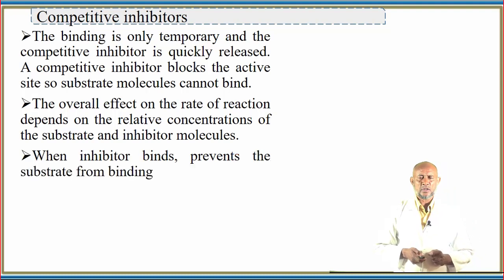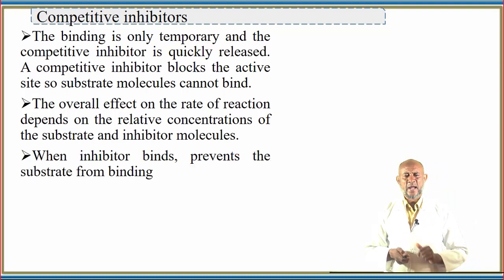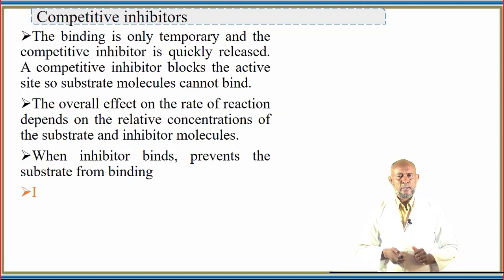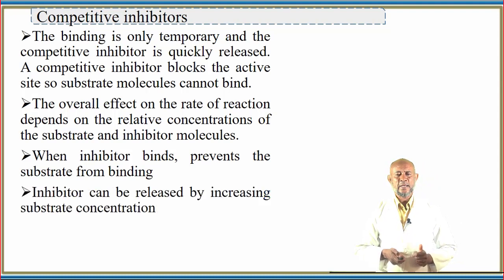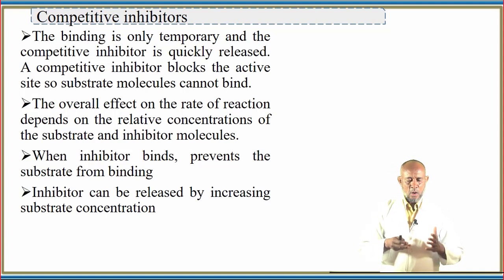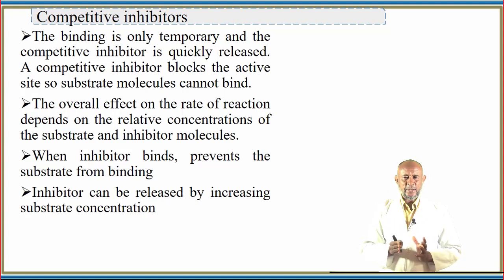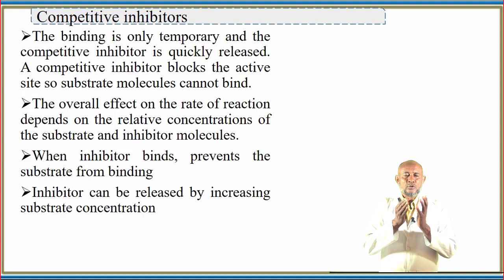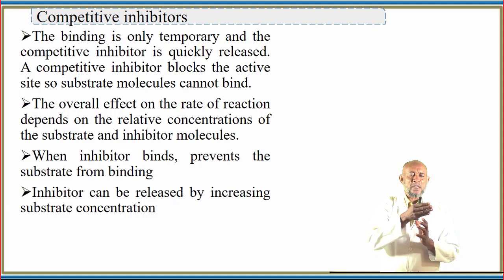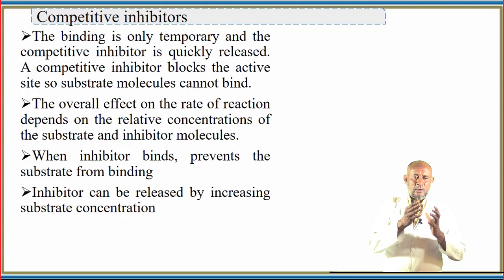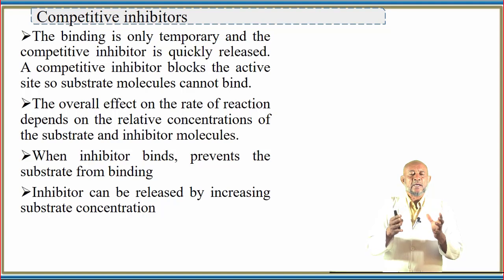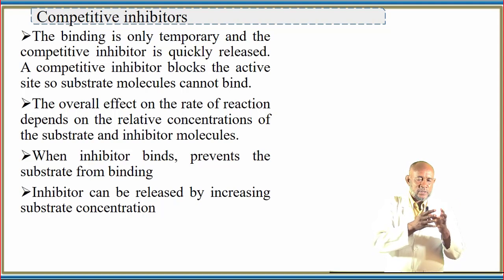When the inhibitor binds, it prevents the substrate from binding. Therefore, the inhibitor can be overcome by increasing the substrate concentration. Look, when you increase the substrate concentration, the chance of the inhibitor competing with a large number of substrates will be very minimal. Therefore, the substrate has more chance to collide with the enzyme and form the enzyme-substrate complex.